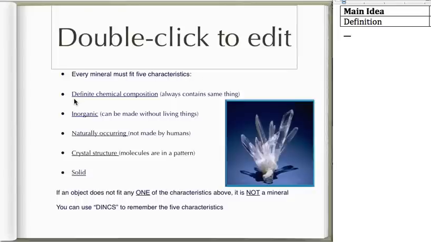It has to have a definite chemical composition. This means that it always contains the same thing. It has to be inorganic, can be made without living things. Naturally occurring, not made by people. Have a crystal structure, meaning the molecules that make up the mineral are arranged in some pattern. And it has to be a solid.